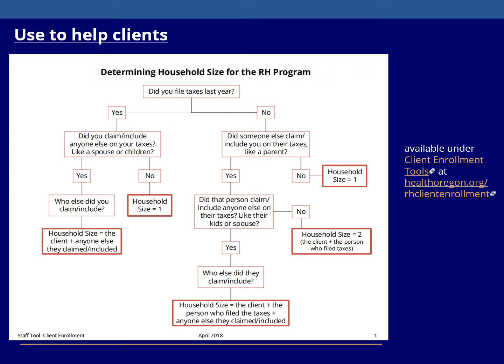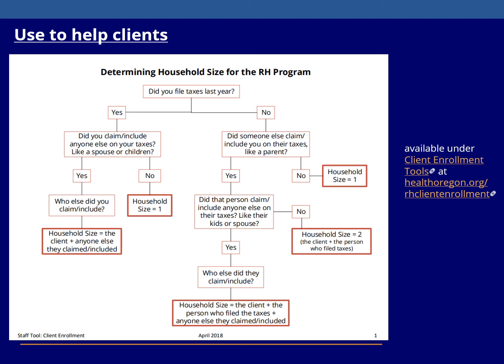To help with this question, we created this flowchart, which is available on our client enrollment webpage. It starts by asking if the client filed taxes last year. If they did, they need to include anyone they claimed on their taxes, like a spouse or children. For example, say a client has 2 children, both of whom they claimed on their taxes. Their household size would be 3, themselves and their 2 children.